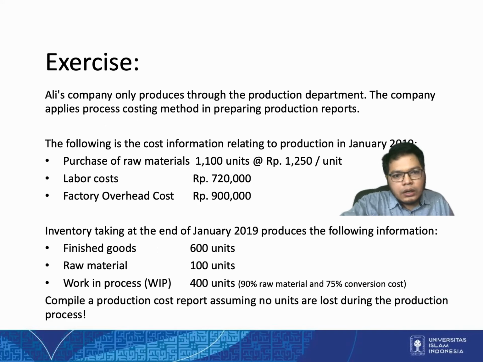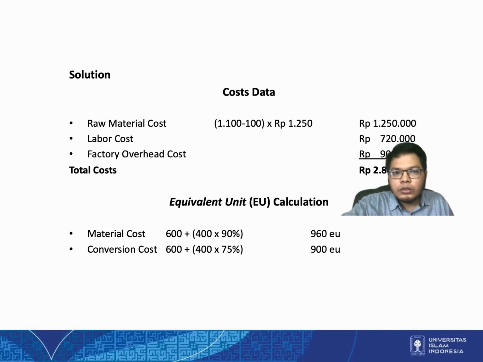So there is still work in progress, 400 units of work in progress, and there is a small but important thing. This is the condition of what actually happened there. It consists of 90% of raw material and 75% conversion cost. So for this work in process, we have already spent 90% of the raw material from these 400 units, and only 75% of conversion cost, meaning that both the labor cost and factory overhead cost are 75%. Based on this, we can calculate the equivalent unit later on.